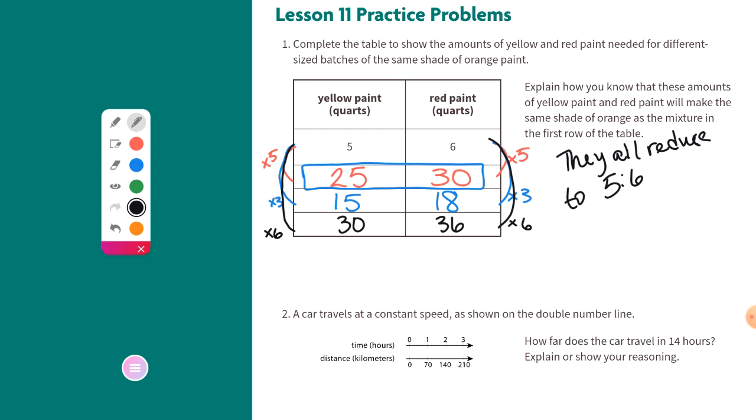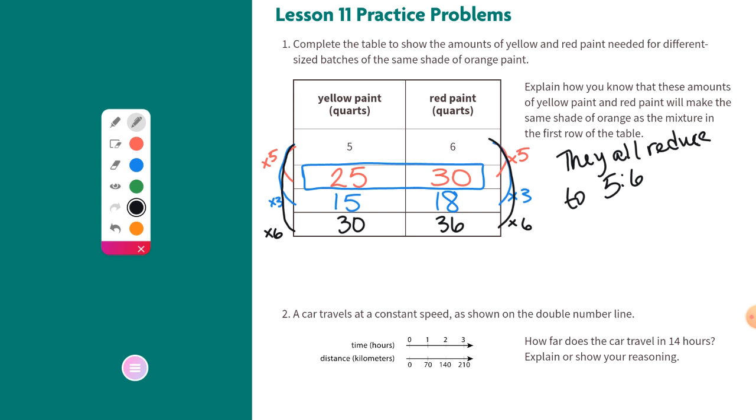On some of the problems Friday, those were the ones you had trouble with because we haven't had those kinds of problems yet, but they're coming. Where it could give us the 5 to 6 and it might say, if I have 33 quarts of orange paint, how much yellow was used? Okay, that's where we're going in lesson 15.